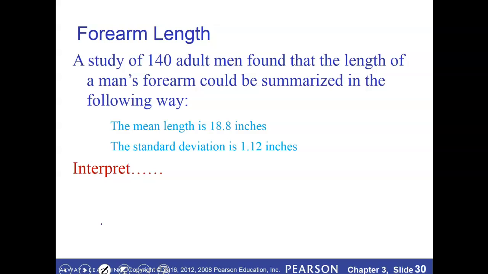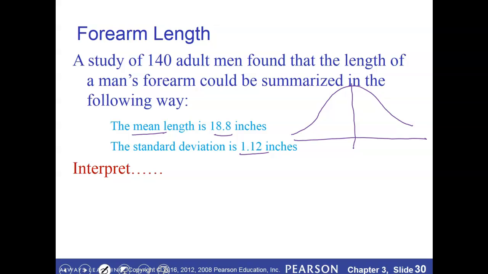Let's take, for example, this study. Suppose there was a study of 140 adult men that found that the length of the man's forearm could be summarized in the following way. The mean is 18.8 inches, and the standard deviation is 1.12 inches. So we could draw the shape of this data. Let's suppose that it's bell-shaped. It looks something like this. And it doesn't have to be bell-shaped for this. It could be any type of data.